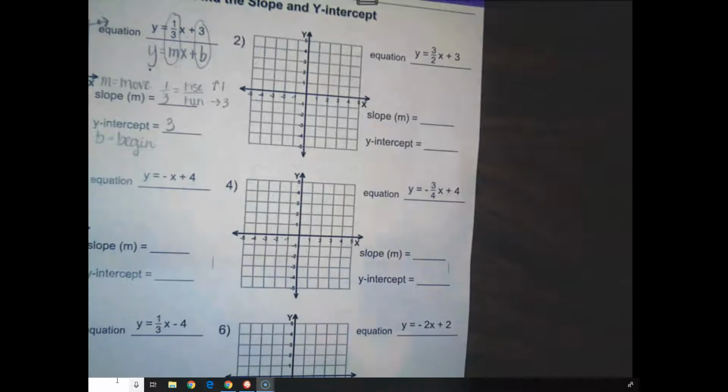All right, let's look at number 2. If you're doing this on grid paper, you're going to want to put number 2.